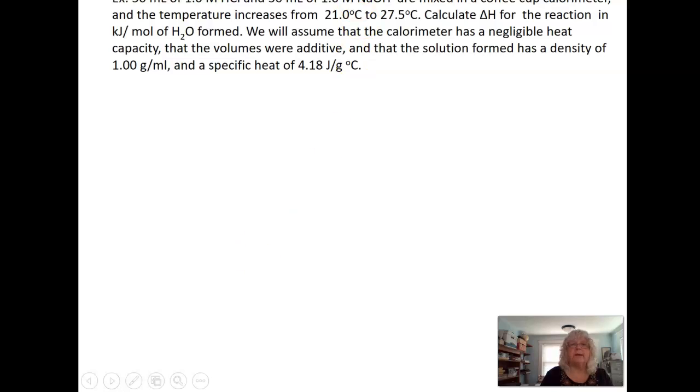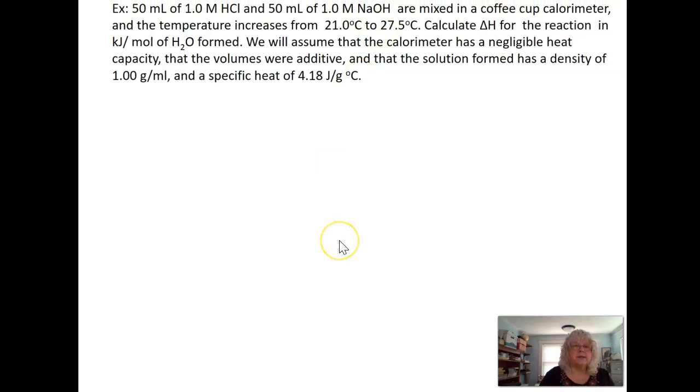So this is a problem that's very similar to a problem that we'll be doing in the lab. Just going to move this up a little. So this talks about 50 mLs of 1 molar hydrochloric acid and 50 mLs of 1 molar sodium hydroxide that are mixed together in one of those coffee cup calorimeters. And when that happens, the temperature inside the cup increases from 21 to 27.5 degrees. So we're going to calculate delta H for the reaction that takes place.